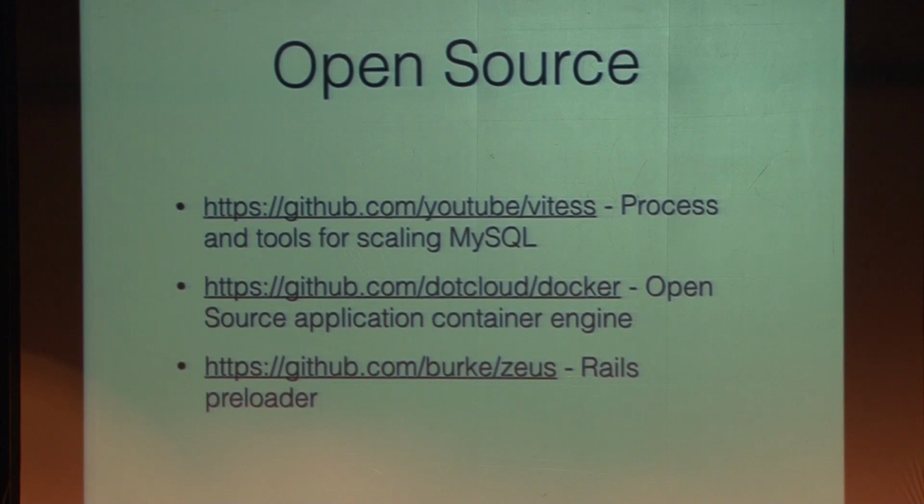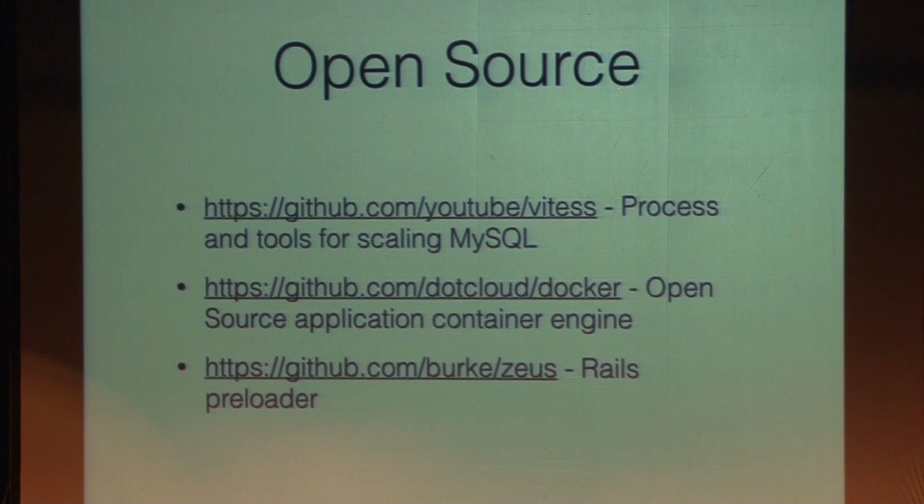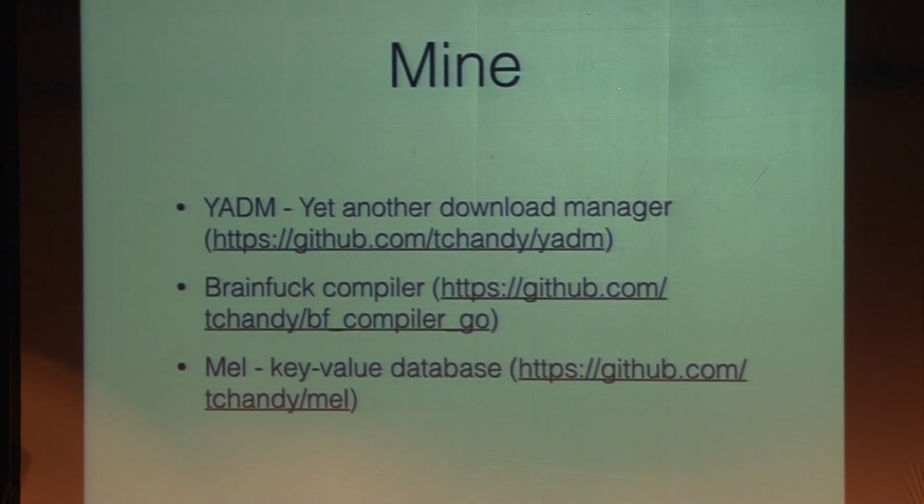There are some open source projects. This is really cool, it's Vitess, the first one. It's written by the guys at YouTube. It's a tool for scaling MySQL, like to scale down, scale up. They have bigger problems, so they wrote this tool in Go. There is the open source application container engine, which is Docker. They migrated from Python to Go. And there is Zeus, which is a Rails preloader. It's a nice project to start looking at to see how Go code looks.